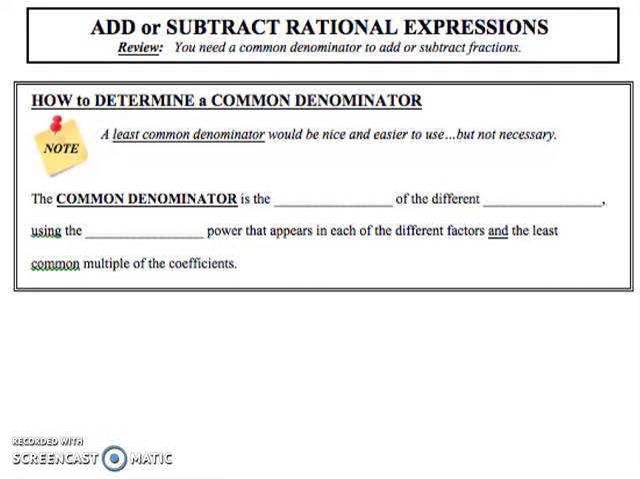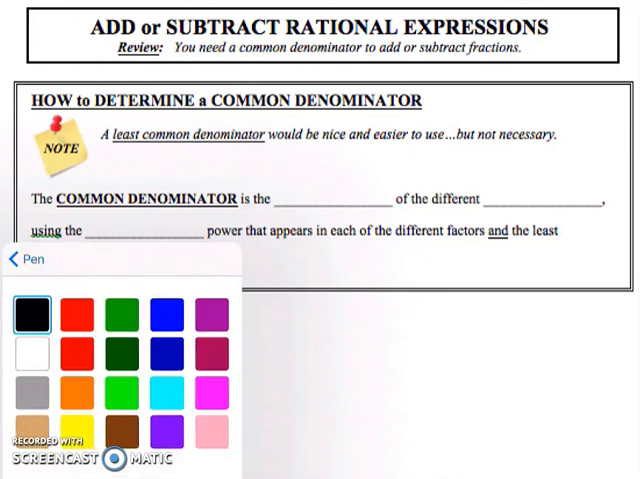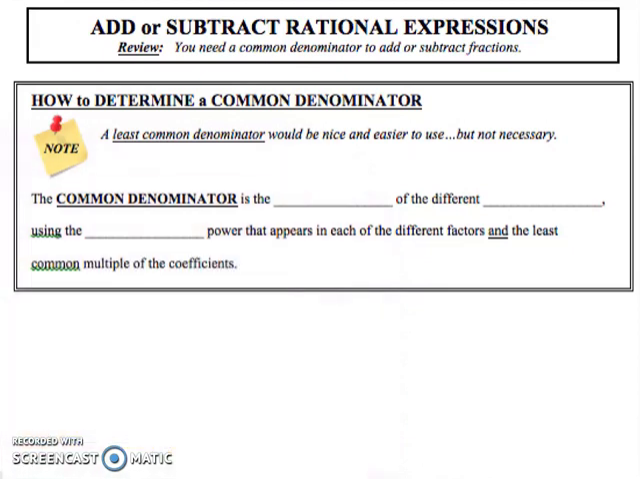This is Precalculus, section 1.4 notes, day 2. So we are going to continue talking about rational expressions, but today we are going to be talking about adding and subtracting rational expressions. Keep in mind, rational expressions are fractions, and we all know you need a common denominator to add or subtract fractions. So that is what today's lesson is going to be all about.